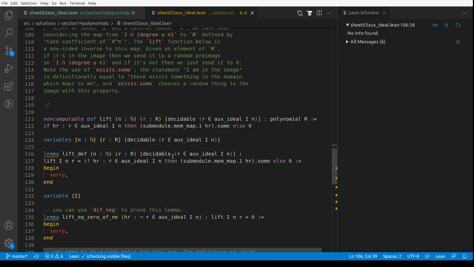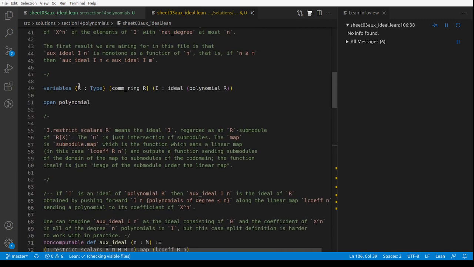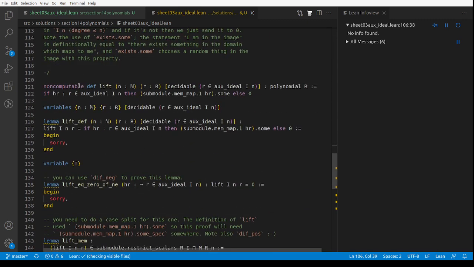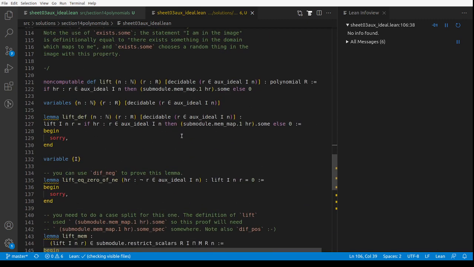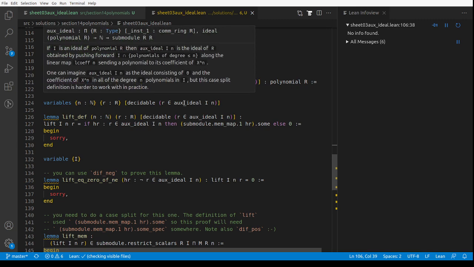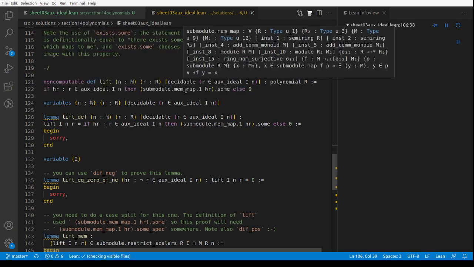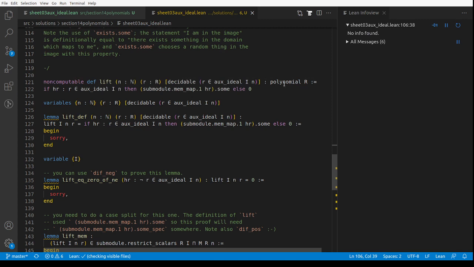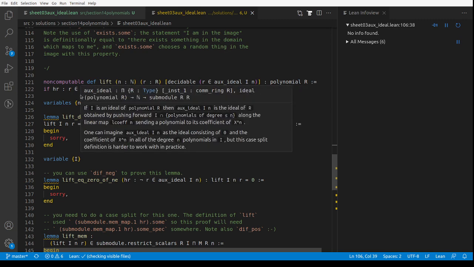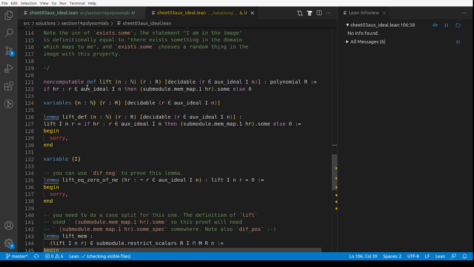And so now finally we're going to do some lifting. So what's going on here? The idea is this aux ideal is defined to be the image of a submodule of the polynomial ring. So we've got this L coef map, right? We push forward a submodule of the polynomial ring, and we get a submodule of the ring, i.e., an ideal of the ring. And so that means that, given something in the auxiliary ideal, we should be able to lift it, right?